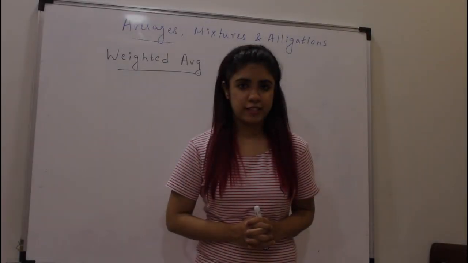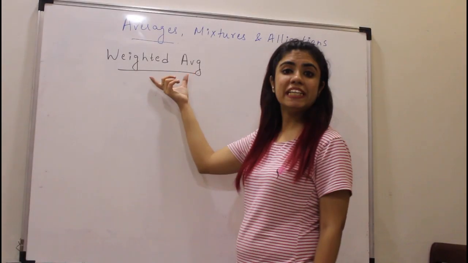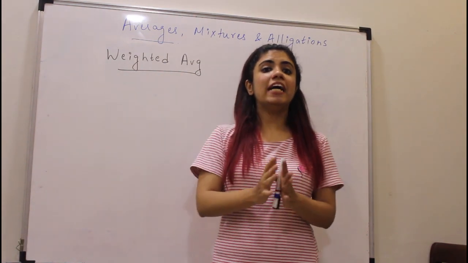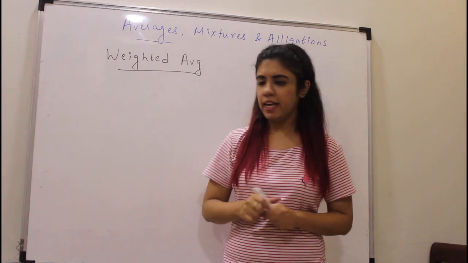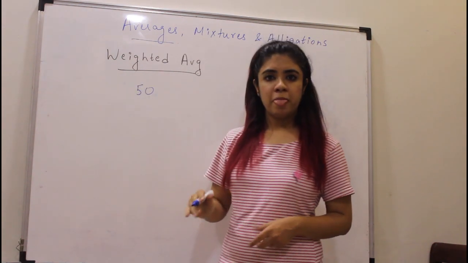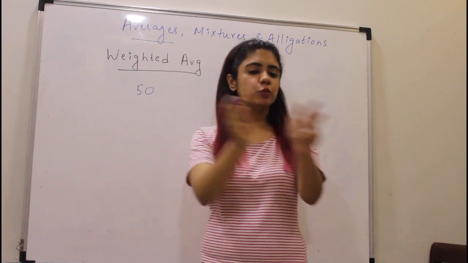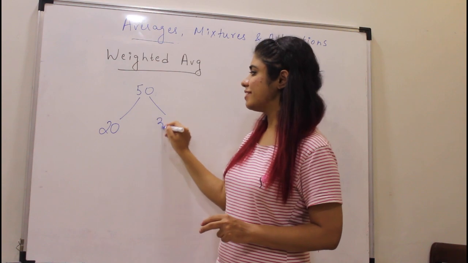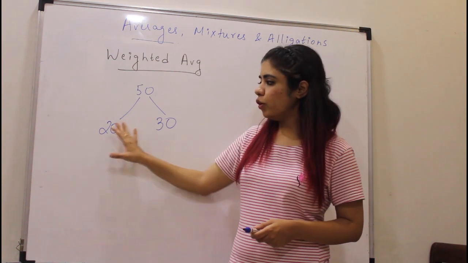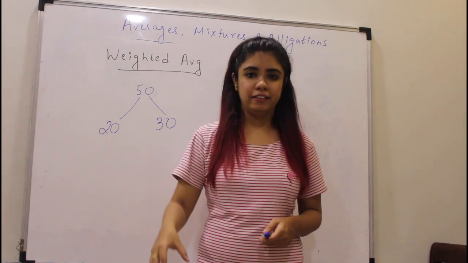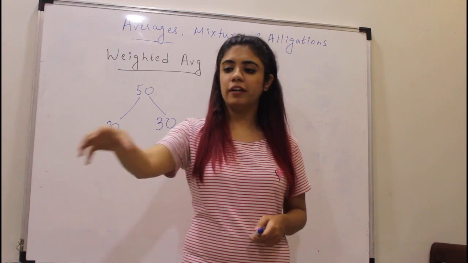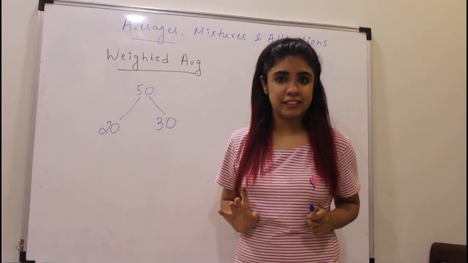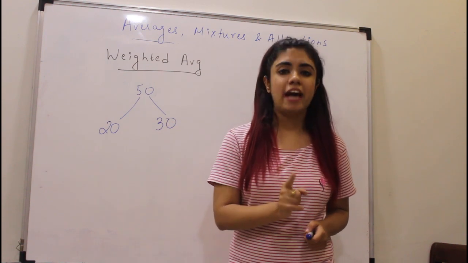Let's look at the next concept, which is weighted average. Now what is weighted average? Let's see. Suppose I tell you I had 50 students in the class. I divided them into two groups, 20 students and 30 students. For all these 20 students, I asked their height. Height for student 1, height for student 2, height for student 3, height for student 4. I asked all of them their heights. Then I calculated their average.